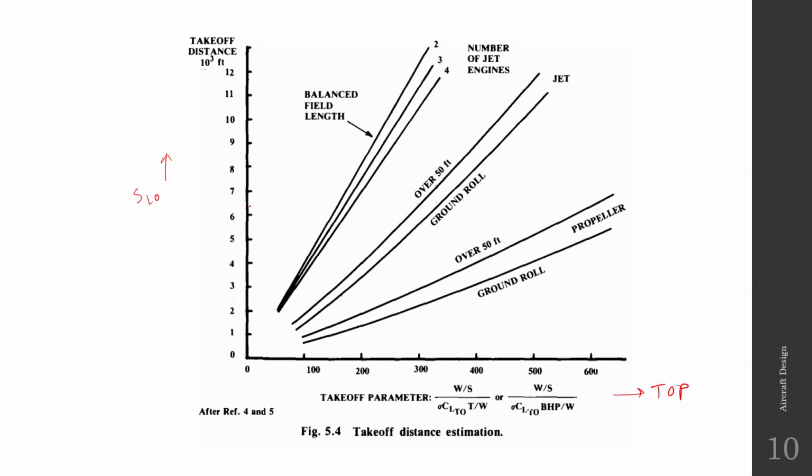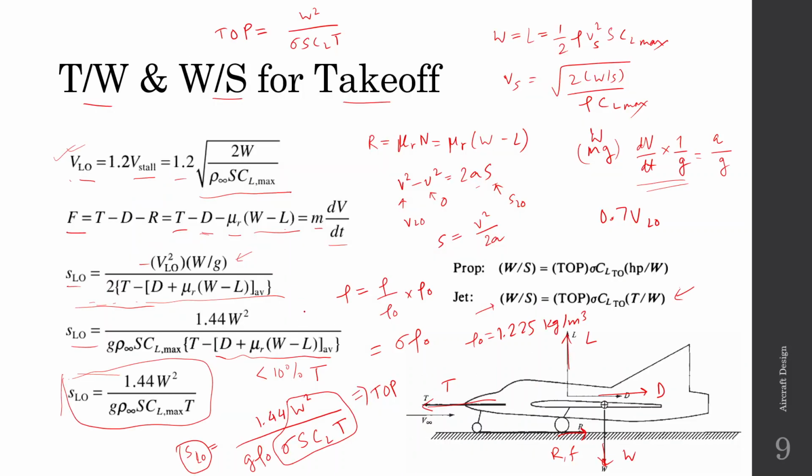So let us say that takeoff distance is given to you as part of a specification, then you can take the takeoff distance, like this. You can extrapolate it, and then you can drop it onto the x-axis to get an idea of the takeoff parameter. And then once you have the takeoff parameter, in this case I am taking SLO as 6 into 10 to the power 3 feet. So from here we can get the takeoff parameter as approximately 320. So once we know that the takeoff parameter is 320, we can use these equations to find the wing loading or the thrust loading.